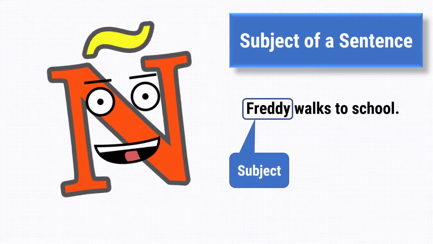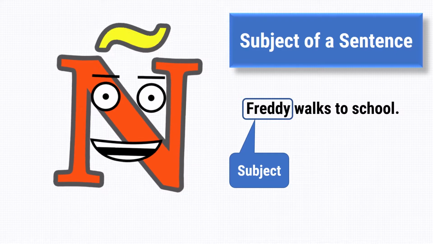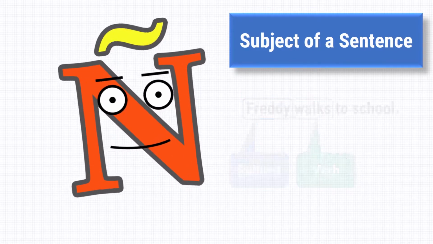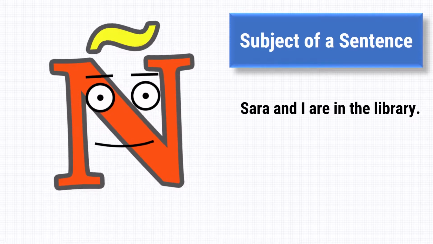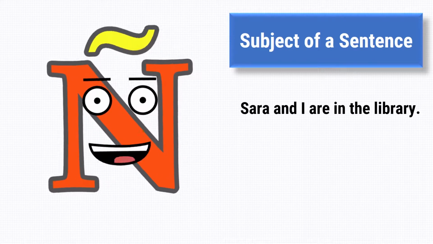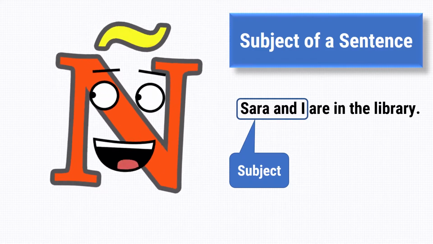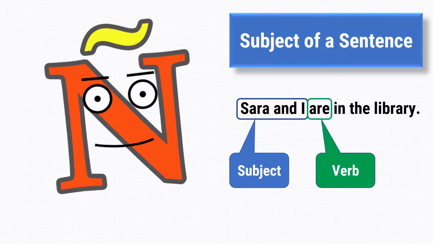Freddie walks to school. Freddie's the subject. He's doing the action. What's he doing? Walks. That's the verb. Let's look at another one. Sarah and I are in the library. What's the subject? Sarah and I. It's an entire phrase. And what's the verb? Are.